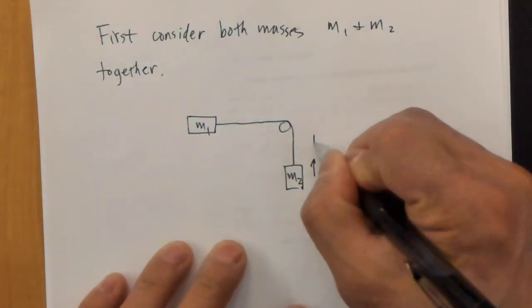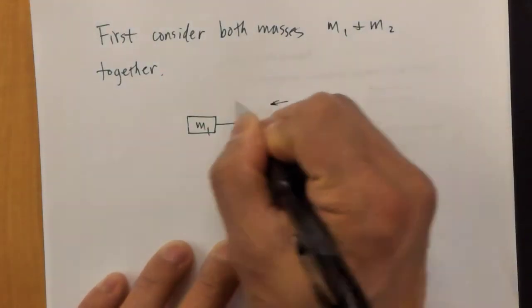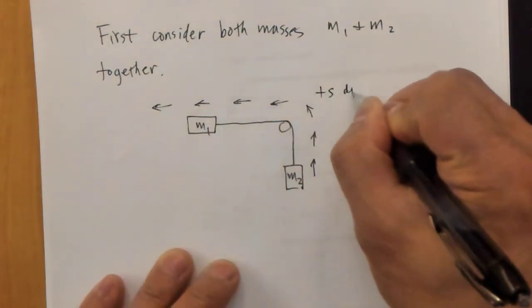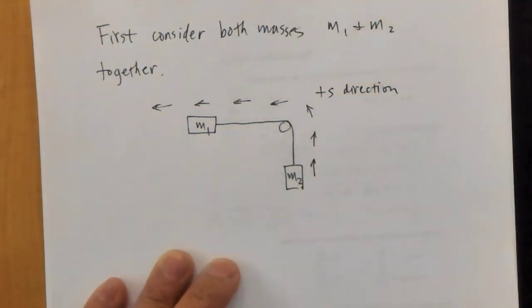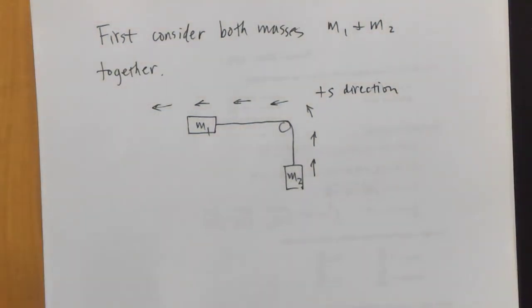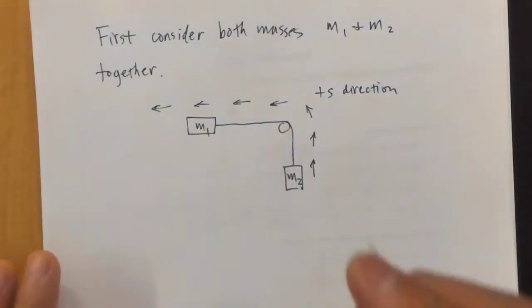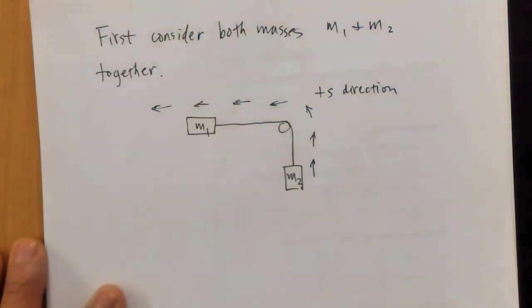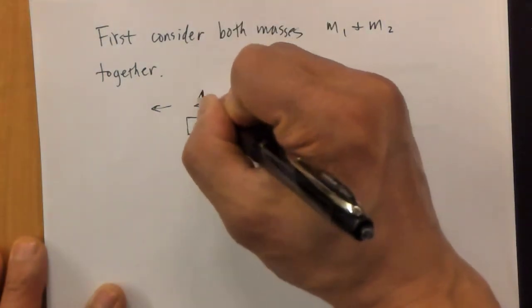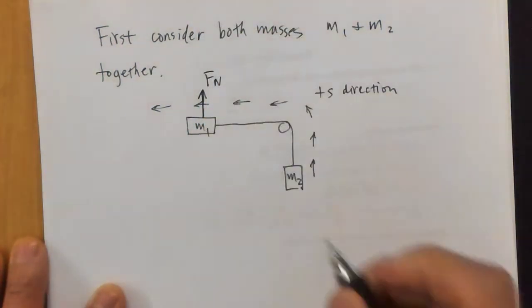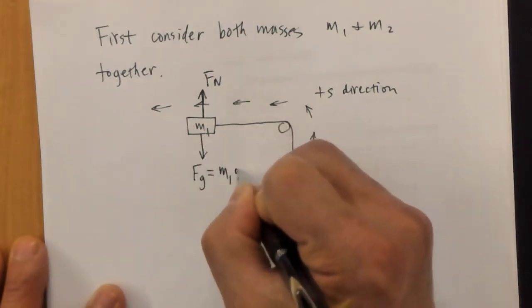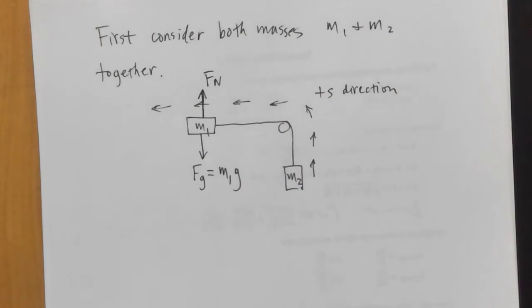And remember, this is my positive S direction. Let's consider the forces acting on the masses. We're considering both as a unit, so we have to consider both of them. Sorry, I wrote this arrow right here that's going to get in the way of my normal force. So I have a normal force like this, but then I have the force of gravity, Fg, which is equal to m1 times g. Everybody's getting that?